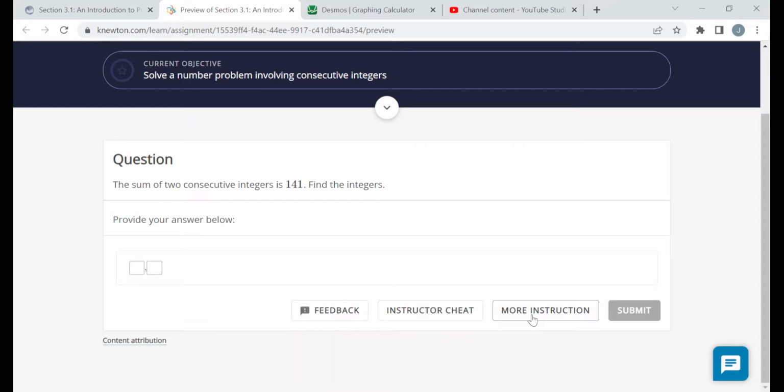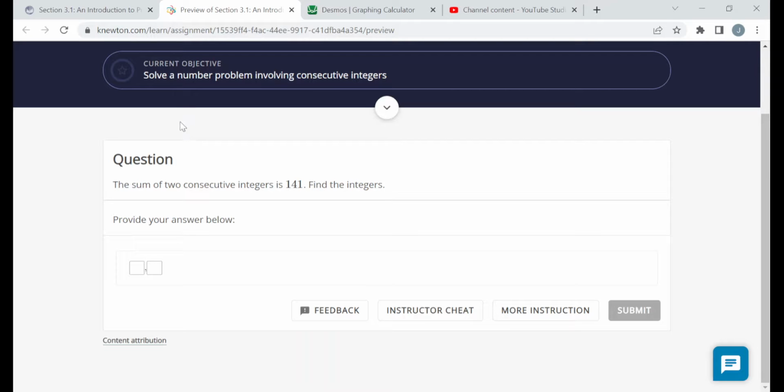But you will have a more instruction button, which I will be using in this video when we get to the objective about problem solving. If you click on this, you'll be taken to some reading or some videos or both that you can study, and you'll be given questions related to that instruction, and getting through those questions is another way to get through the assignment.